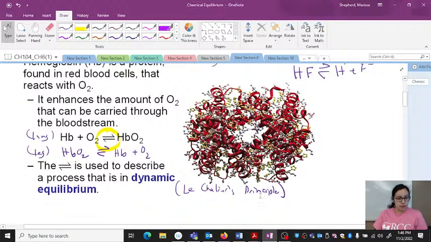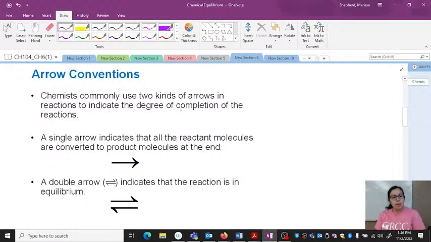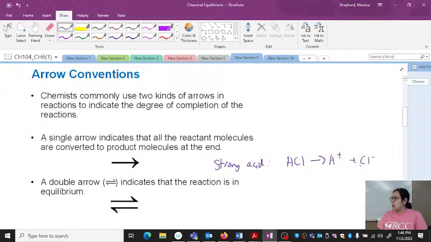But we'll go back to what this is. Let's do an arrow recap. So far we've mainly been looking at this single-headed arrow. This just means that we assume all reactant molecules are converted to product molecules in the end. I'm going to bring up the strong acid example again. With a strong acid, we say it's strong because it's completely dissociated. We use that single-headed arrow to show that no, we can't actually reform HCl in solution, versus our double-headed equilibrium arrow for a weak acid.